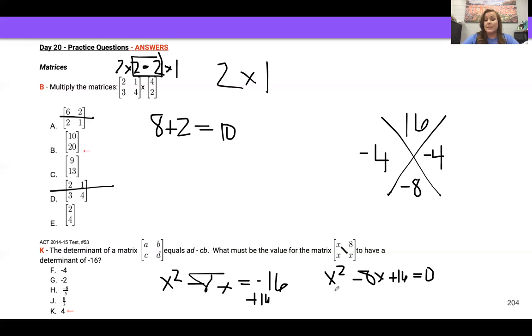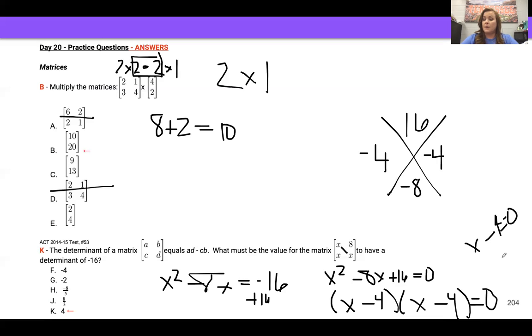So that means the factors here are going to be x minus 4 and x minus 4. You set these equal to 0, so x minus 4 equals 0. So x must be equal to 4. Usually you get 2 answers in a quadratic, but these are the same, so your answer is 4.